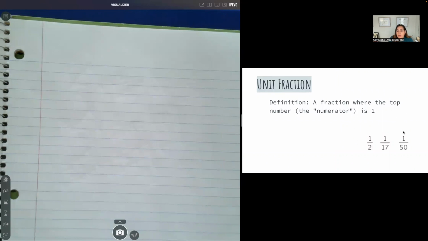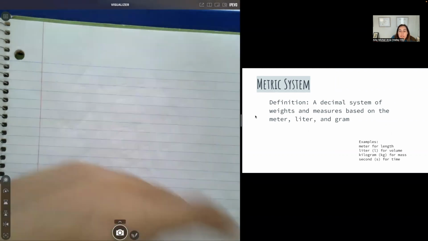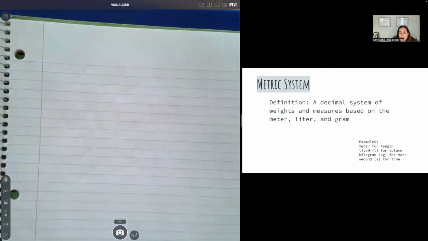It's a fraction where the top number is 1. So it's relating one of something to how many exist in that one of whatever you're talking about. Metric system, it's a decimal system of weights and measures based on the units of meter, liter, and gram. So meters for length, liters for volume, kilogram for mass, and seconds for time.